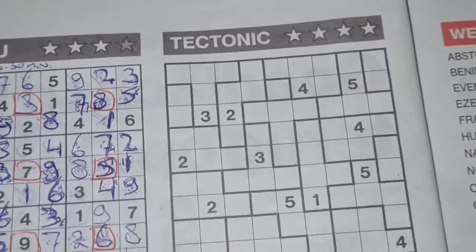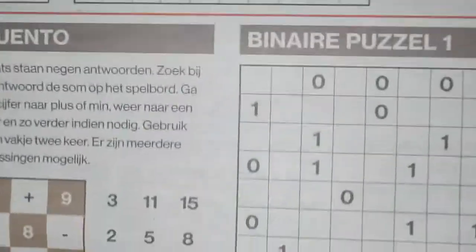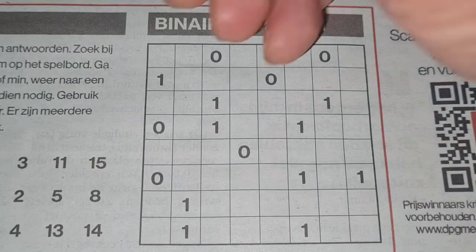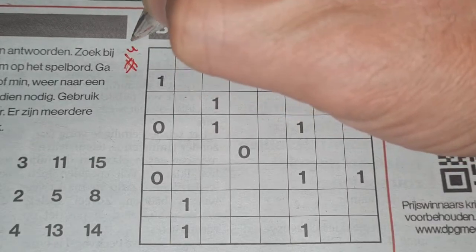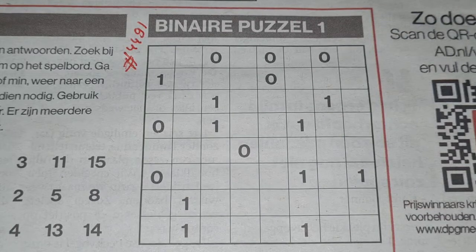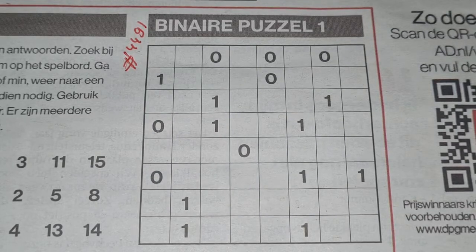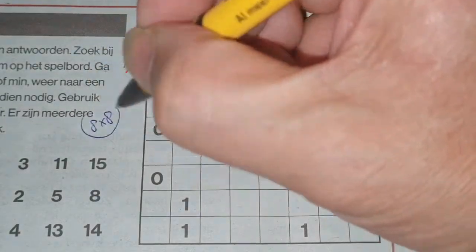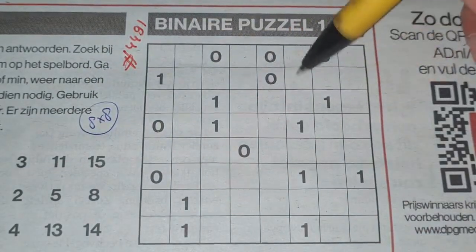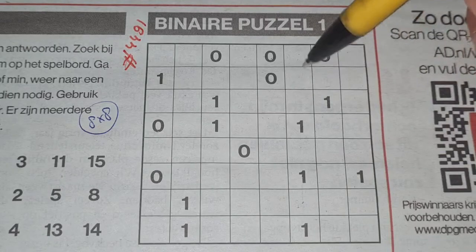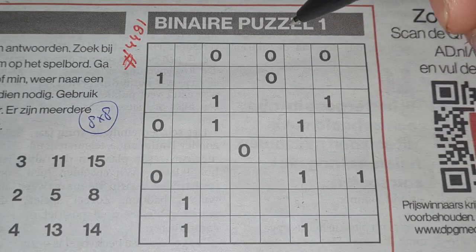We have two puzzles left, the tectonic with four stars and the binary puzzle. And it's time for binary puzzle number 4491. Alright. What kind of binary puzzle is this one? Let me count the boxes: 1, 2, 3, 4, 5, 6, 7, 8. It's an 8x8 binary puzzle. That means in a row or in a column, there are always four ones and four O's. Alright, so let's get started.